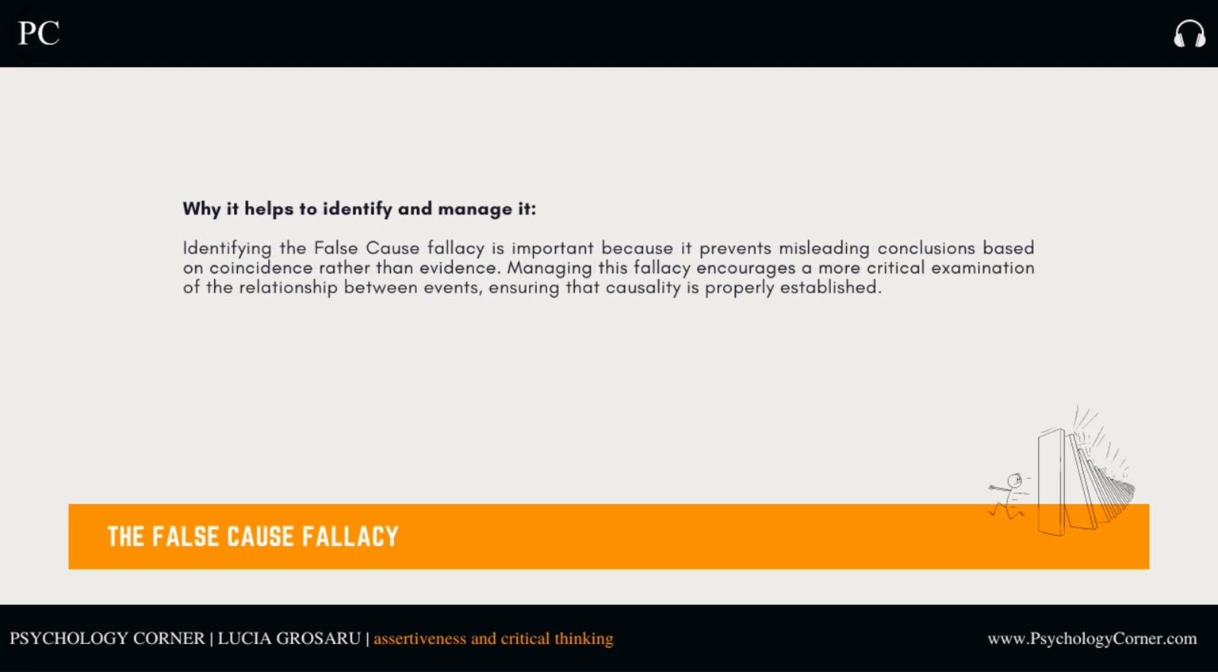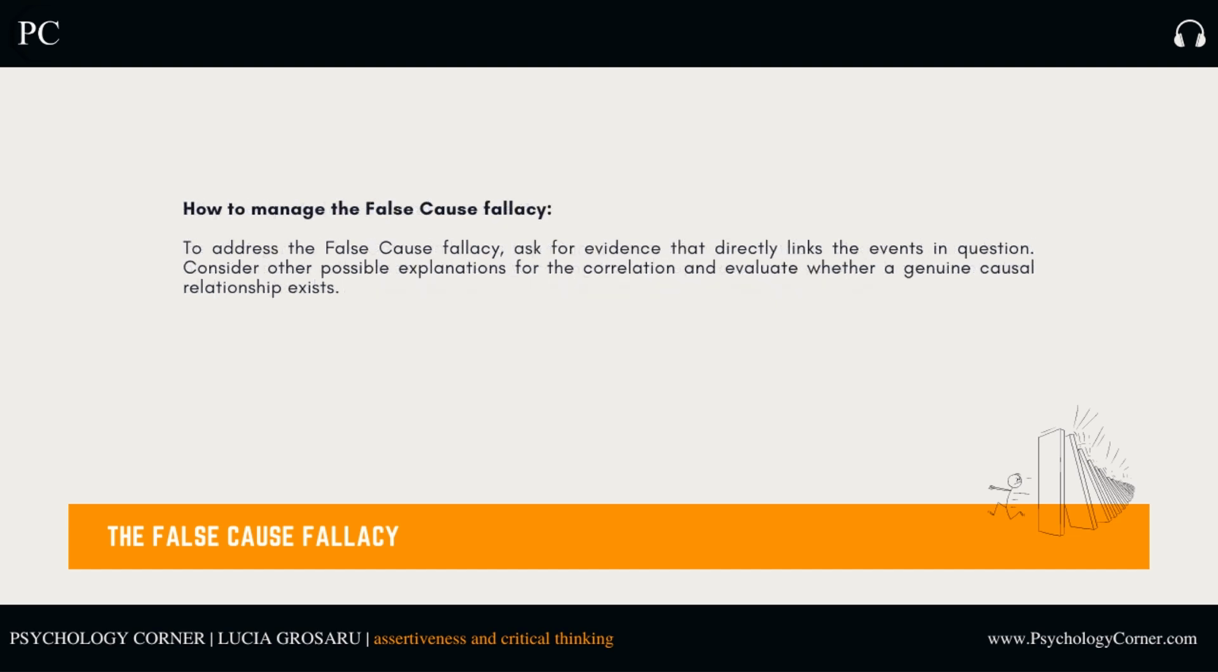Identifying the false cause fallacy is important because it prevents misleading conclusions based on coincidence rather than evidence. Managing this fallacy encourages a more critical examination of the relationship between events, ensuring that causality is properly established. To address the false cause fallacy, ask for evidence that directly links the events in question. Consider other possible explanations for the correlation and evaluate whether a genuine causal relationship exists.